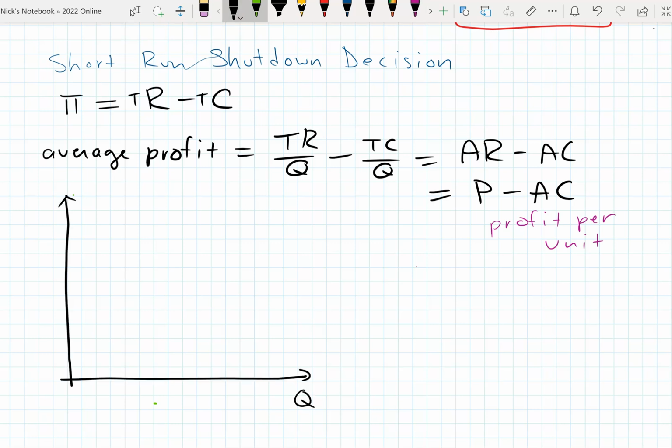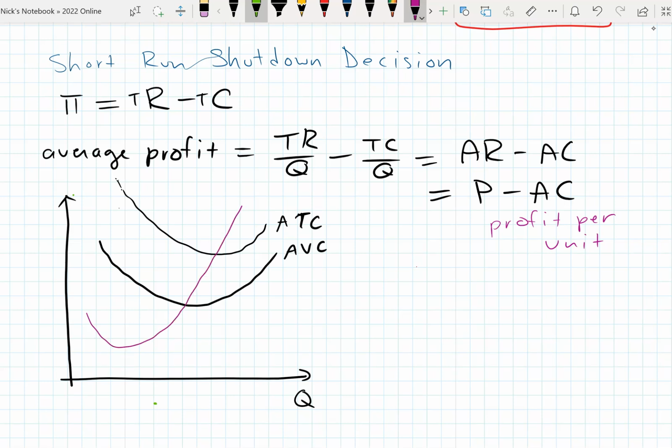Okay, so we're going to use that knowledge and draw a graph of our average and marginal costs to tell us something about this market, where the firm wants to produce and where they're not willing to produce. Let's suppose this is our average variable cost, this is our average total cost, and this is our marginal cost. Remember, the marginal cost goes through the minimum points of those two curves, even if it doesn't look like it because I didn't draw it perfectly.